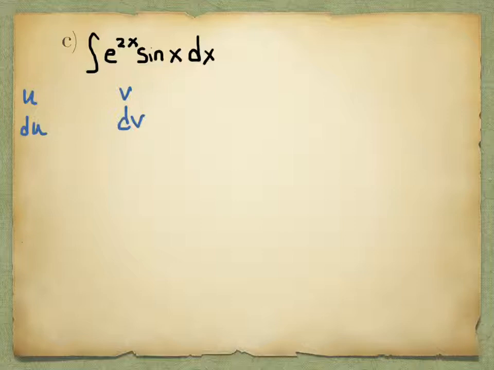So, because we don't have any reason to do it any other way, we're going to use the e to the 2x as the u, for every reason that you guys already said. And we're going to use the sine x dx as the dv. Now, just bear with me as we work through this, because it's not going to look like we're making any progress for a little while. But I promise we will.